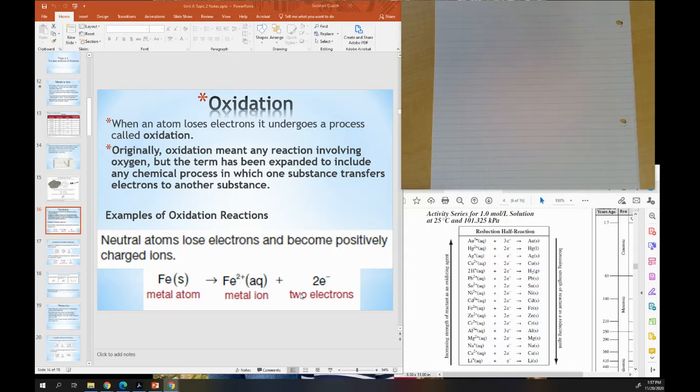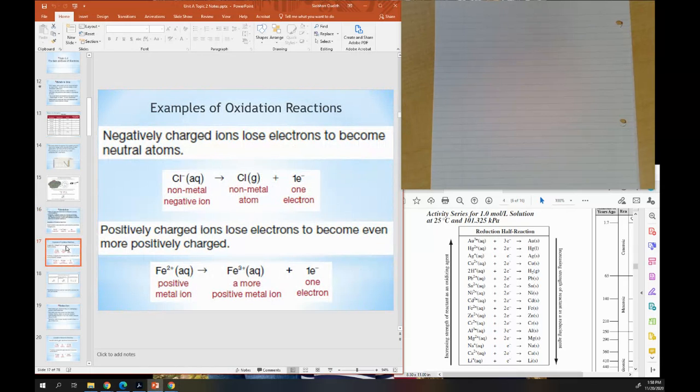They also show you some half reactions in a table in your periodic table, in your data book. So this activity series, I'm just keeping it at the bottom here for reference. But again, when they talk about these half reactions, we're either writing them where we have an atom becoming an ion or an ion becoming an atom. There's a couple other examples of oxidation here.